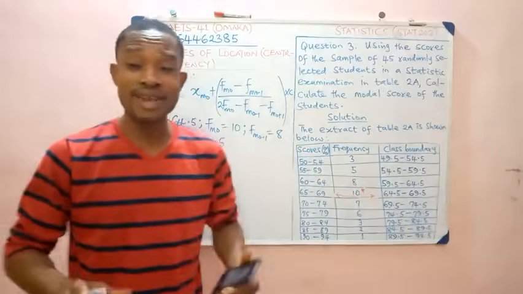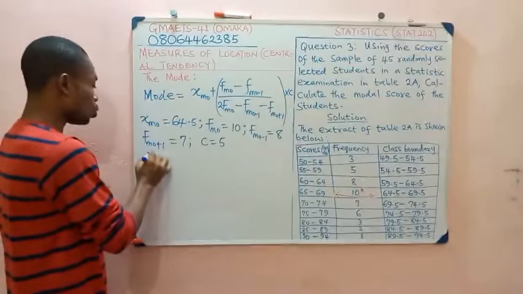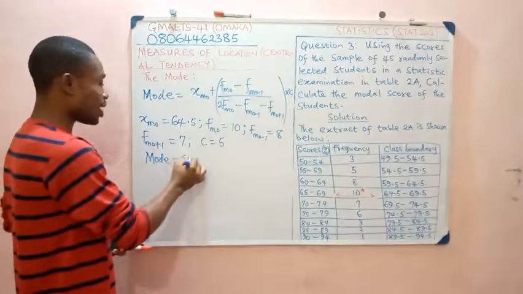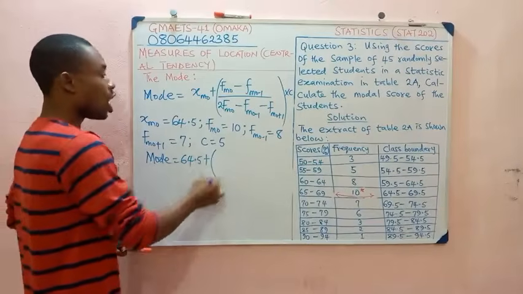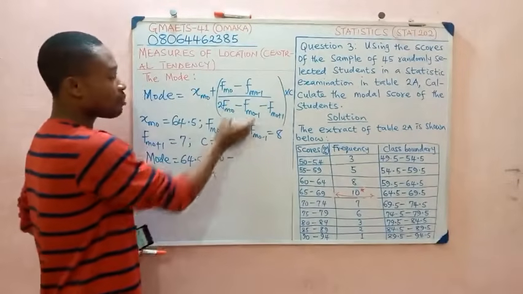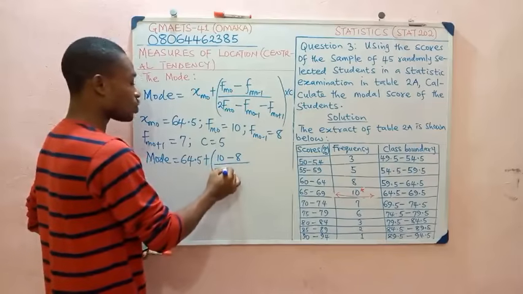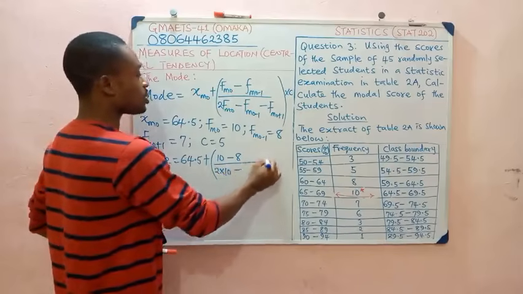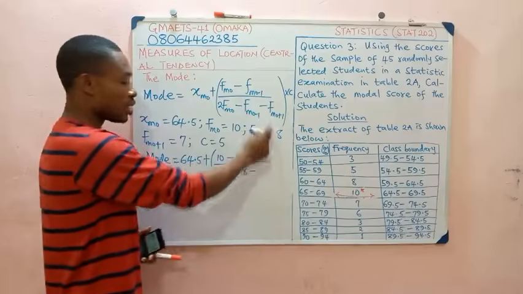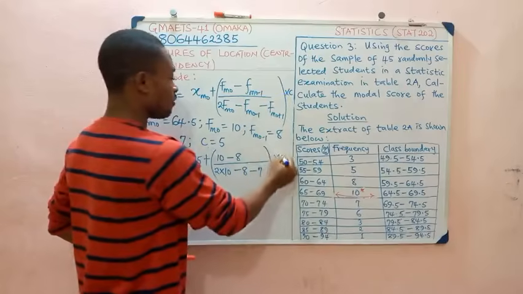We are as good as done. We can now substitute into the mode formula. So our mode will now be equal to XMO, that is the lower class boundary of the modal class, 64.5, plus, open bracket, frequency of the modal class, which is 10, minus frequency of the pre-modal class, which is 8, divided by 2 times frequency of the modal class, which is 10, minus frequency of the pre-modal class, which is 8, minus frequency of the post-modal class, which is 7. We're going to multiply everything by the class width, which is 5.